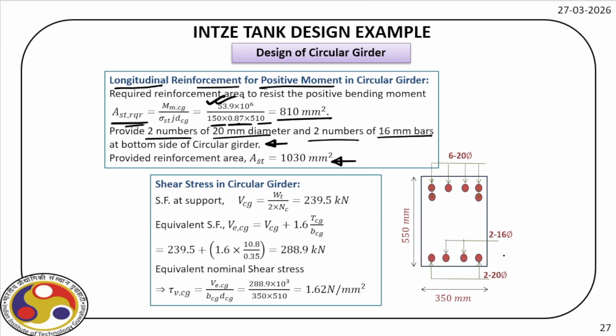So you can see here is the steel provided at the bottom, and then shear stress for the circular girder. Shear stress we calculate, VCG is equal to WT by 2 times NC. So here is the value of the shear force at the support. So equivalent shear force we get from this expression, which is 288.9 kilonewton, and then equivalent nominal shear stress first we calculate, which is 1.62 Newton per millimeter square.